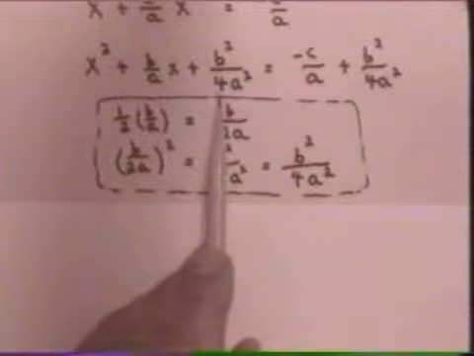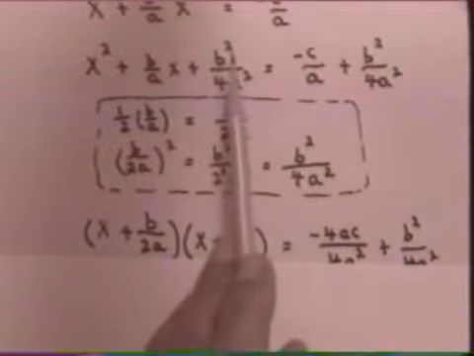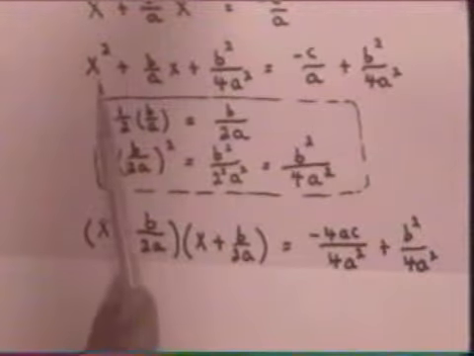Now once I've completed the square, then I can factor the left member. You say to yourself, what can you multiply by itself to get x squared? The answer is x. What can you multiply by itself to get b squared over 4a squared? The answer is b over 2a. So the left side, x squared plus b over a x plus b squared over 4a squared, can be factored into x plus b over 2a times x plus b over 2a.